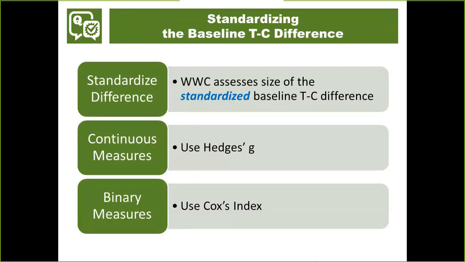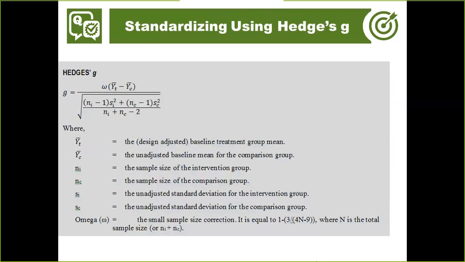Now we're going to talk about how to standardize the baseline treatment control difference. The WWC assesses the size of standardized baseline treatment control differences. For continuously scaled variables, they use Hedge's G to standardize. For binary variables, they use Cox's index to standardize. The Hedge's G formula shown here is what the WWC uses to standardize the baseline treatment control difference for baseline variables that are measured on a continuous scale.